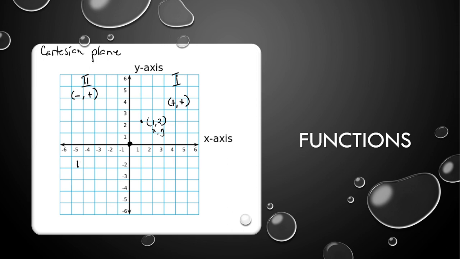Okay, in the third quadrant we still have negative for the x, and as you can see, under the origin is also negative, so the y is negative. And in the fourth quadrant, x is positive and y is negative. Okay, it's very important. This is just a review. I know you already know about it.